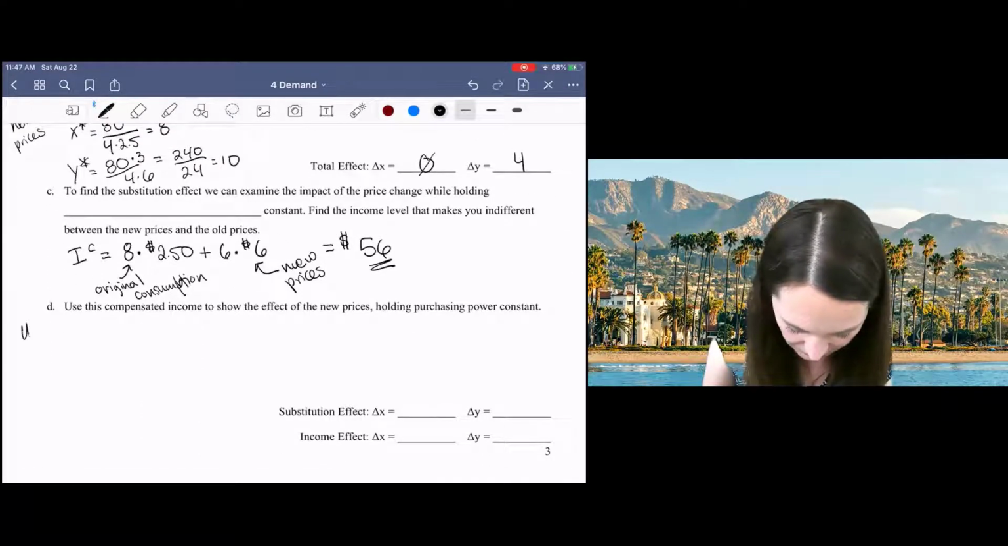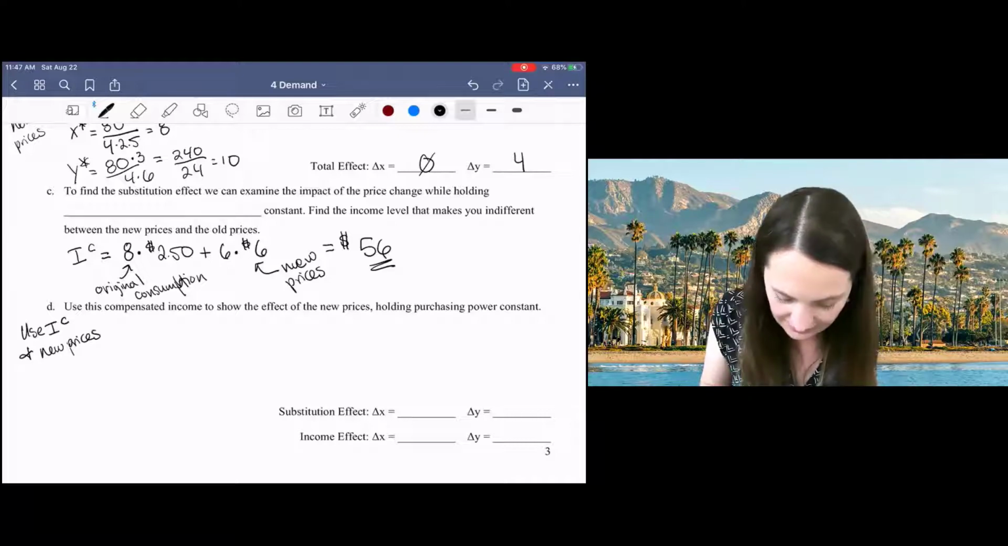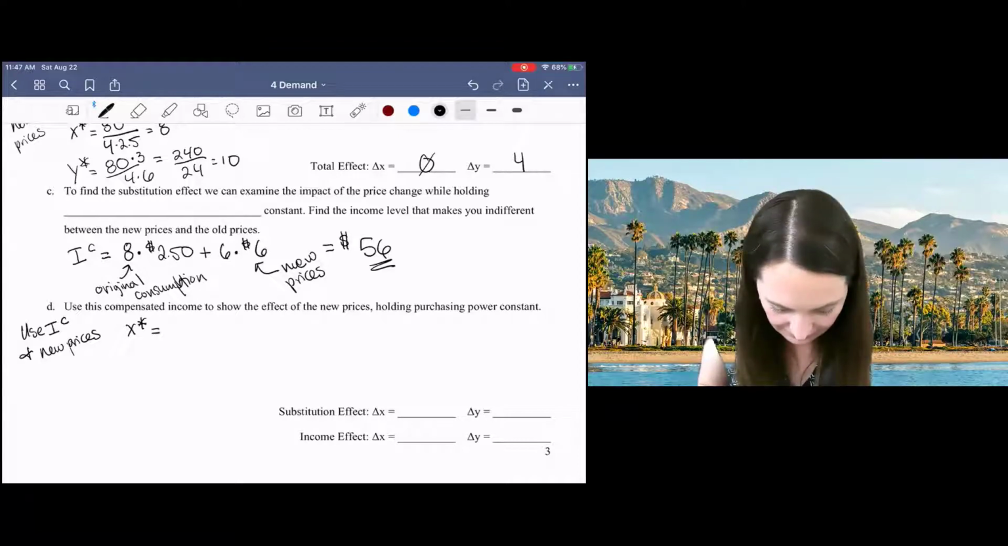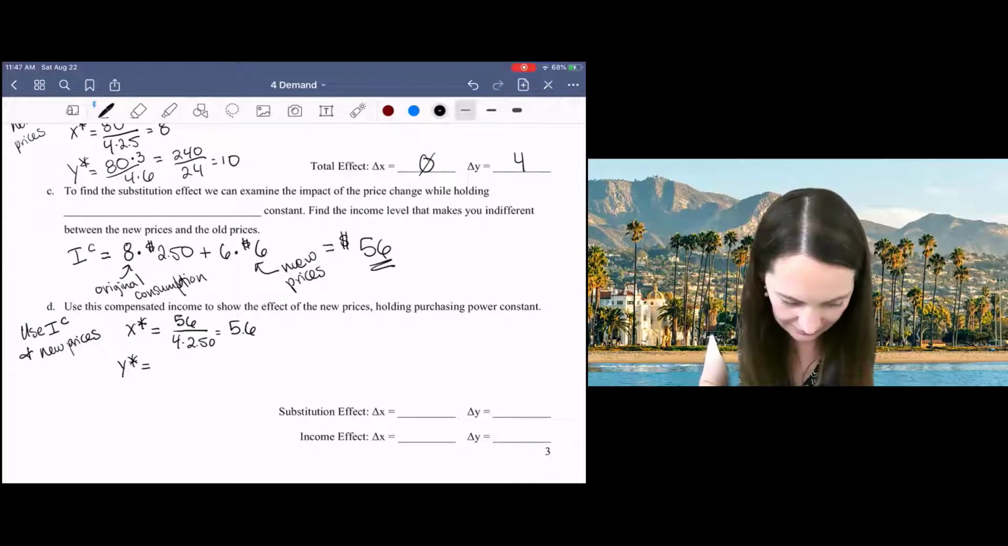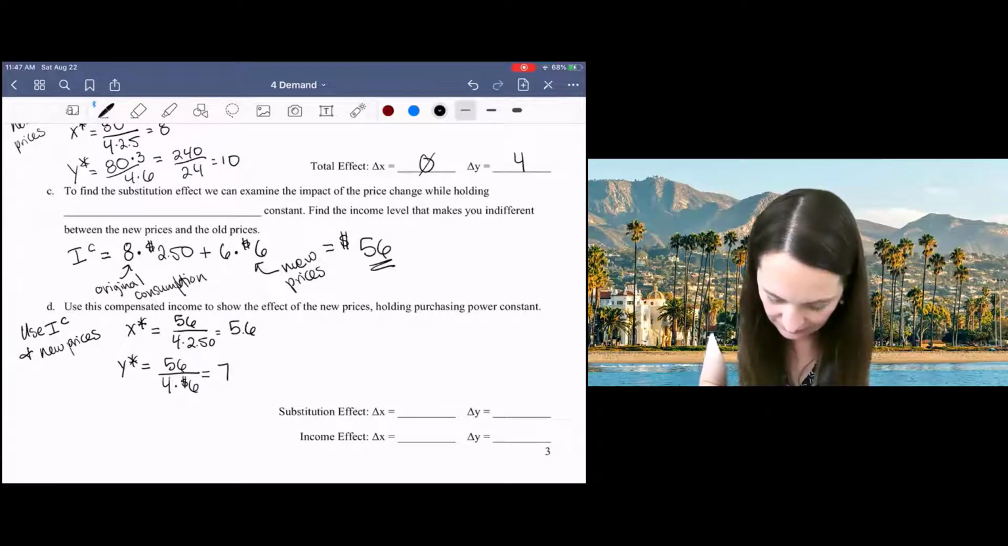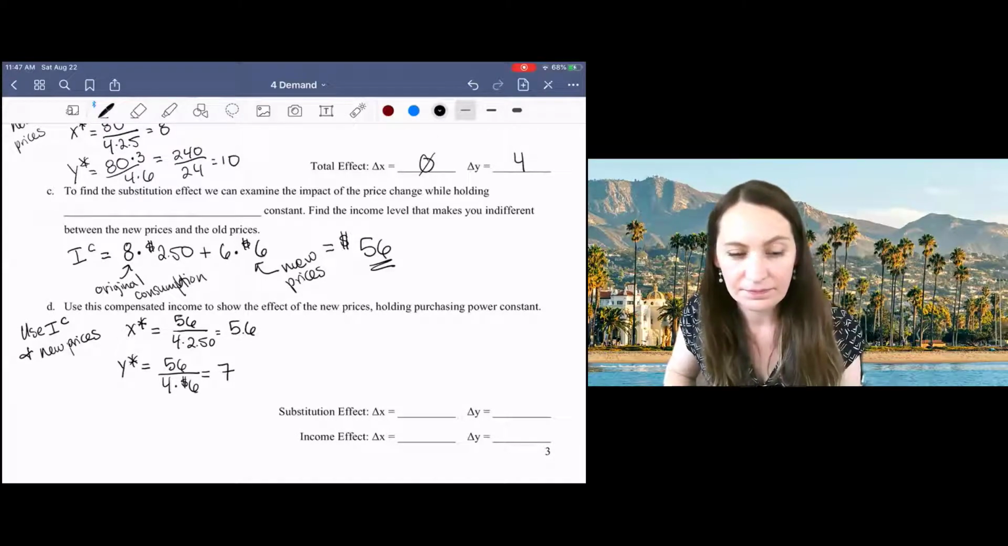We want to use our compensated income and our new prices to find our optimal choice for X and Y. So I've got an income now of 56 divided by 4 times 2.5, which will be 5.6. And for Y, I've got 56 divided by 4 times 6, which is equal to 7.